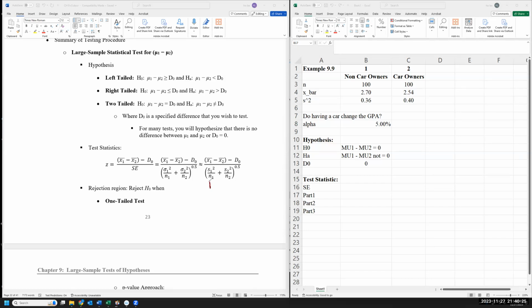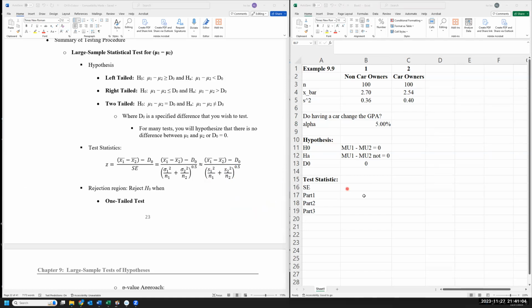So this is going to be part 1, calculating this. Part 2 is calculating that. Part 3 is just summing the two, part 1 plus part 2. And lastly, for the standard error, I'm just taking the square root of part 3. So I'm going to break it up into those parts. Let me clear this because it's kind of messy. You can see the formula. All right, so let's do this.